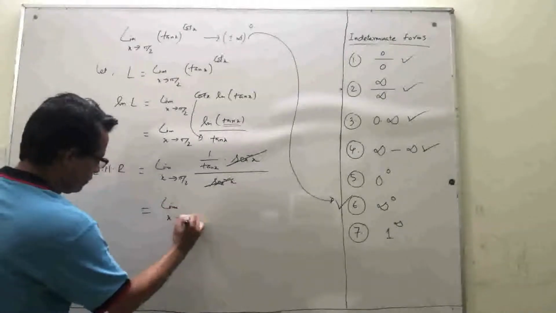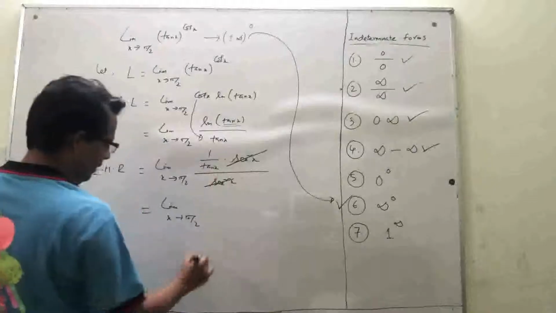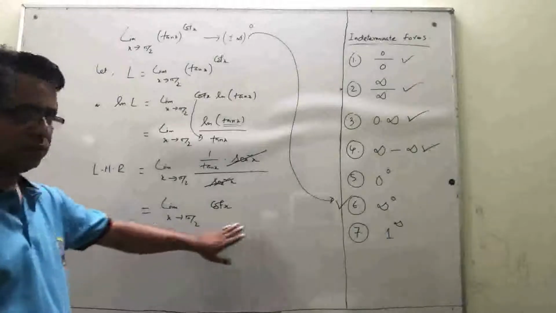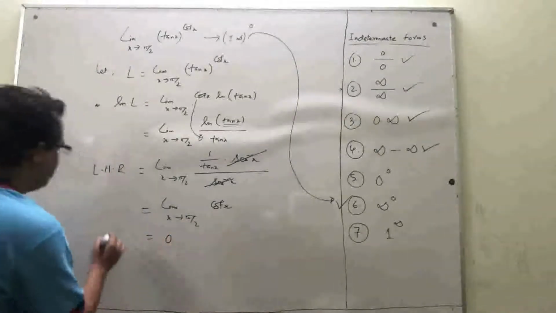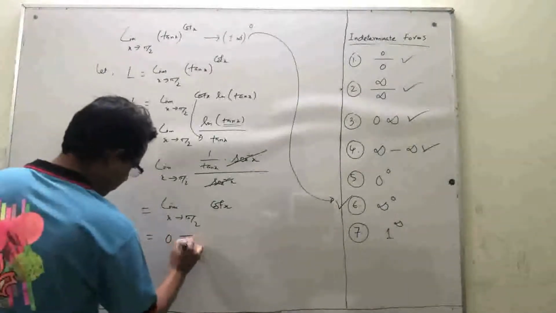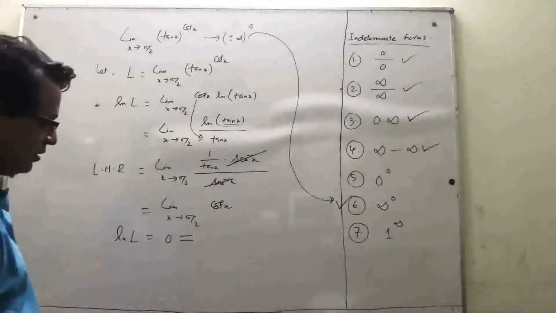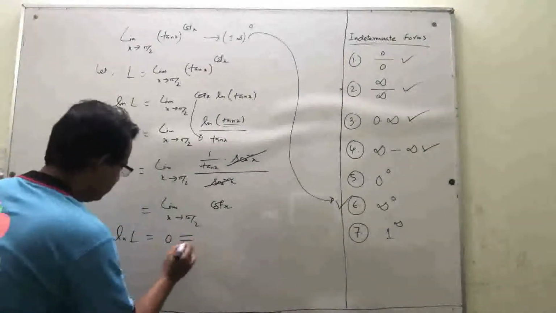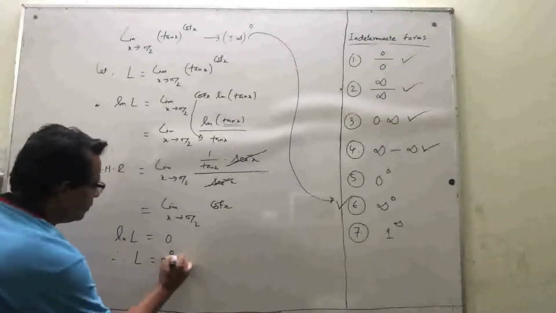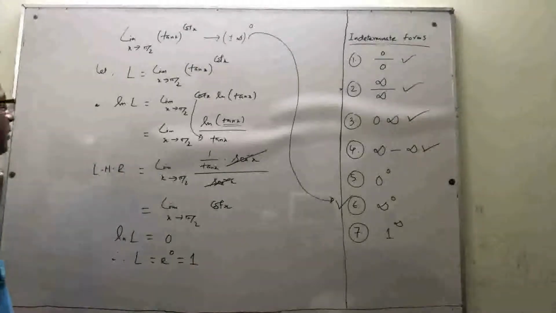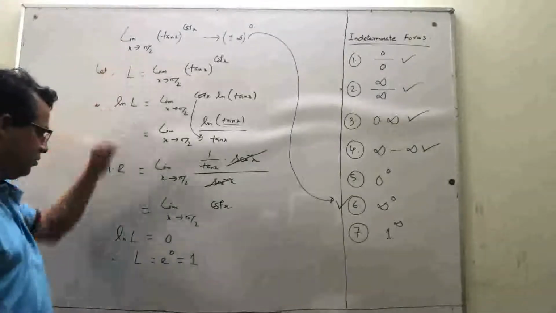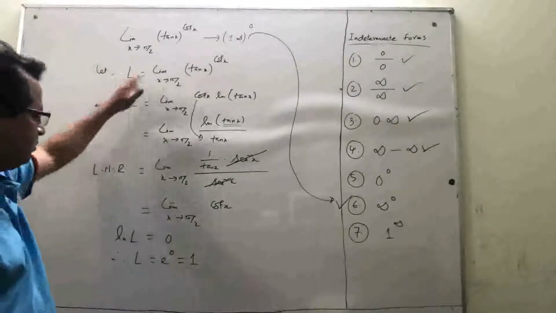Limit becomes x tends to pi by 2, 1 by tan x, that is cot x. At x equal to pi by 2, cot x equal to 0. So we have ln L equal to 0. A similar process has already been described in the previous example. We take antilog: L equal to e to the power 0, that is 1. Therefore, the limiting value of tan x power cot x when x tends to pi by 2 goes to 1.